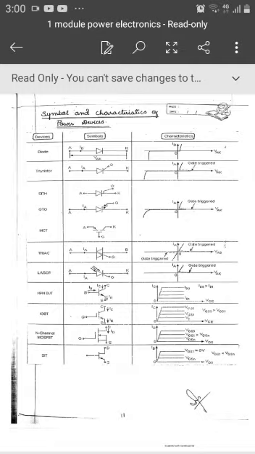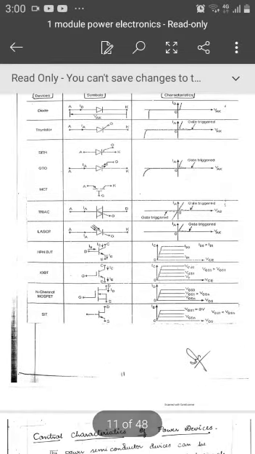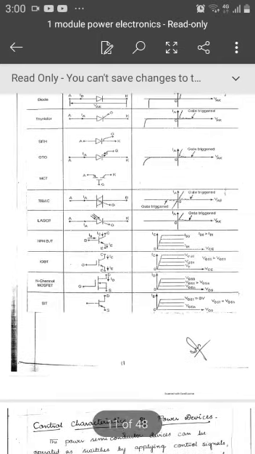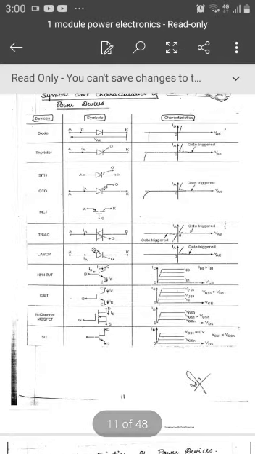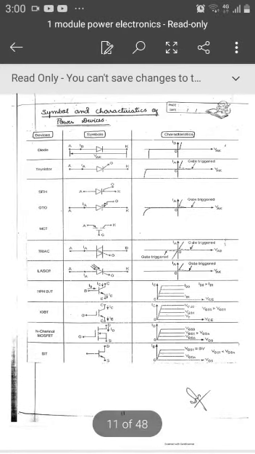Once the SCR is turned on, the gate has no control over the conduction of the SCR. Even if the gate is removed, the SCR does not turn off. The SCR turns off whenever the current falls to 0. The figure shows the current and voltage characteristic of an SCR.